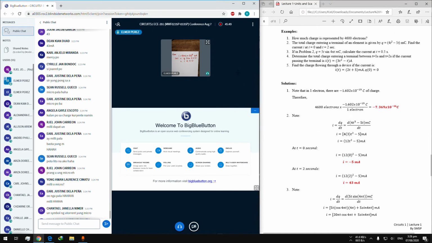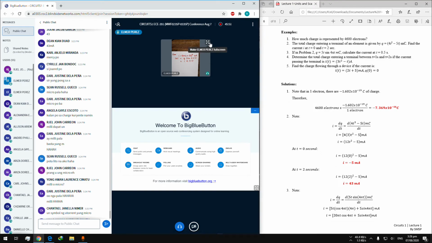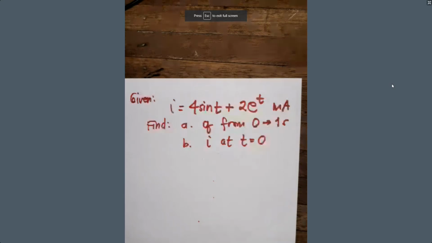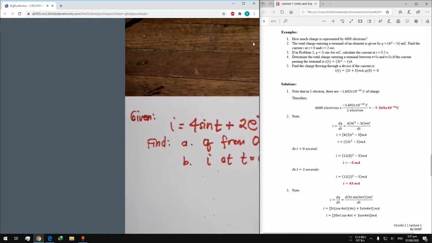So ito yung question. Given that the equation of the current is I equal to 4 sine t plus 2 e raised to t milliampere. Find A, the charge from 0 to 1 second, total charge, and B, what's the current at t is equal to 0.